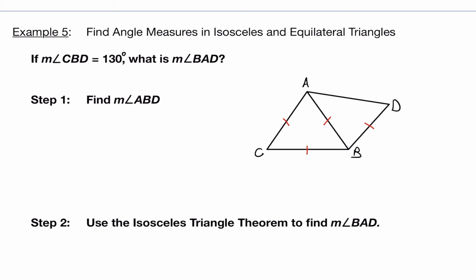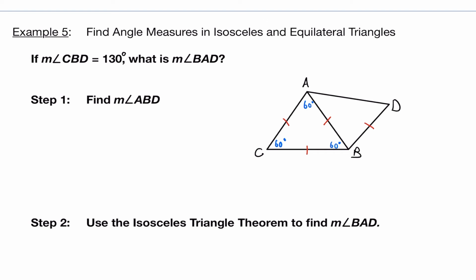The first thing to do is to recognize that triangle ACB is an equilateral triangle, so all three sides are the same. Based on the concept that we just learned earlier, if all three sides are the same, then all three angles are the same. The only angle that would make sense, since they're all equal, is that all of these angles are 60 degrees.